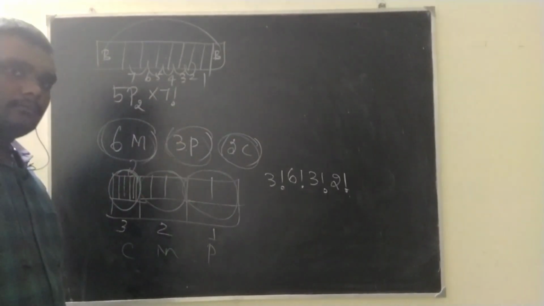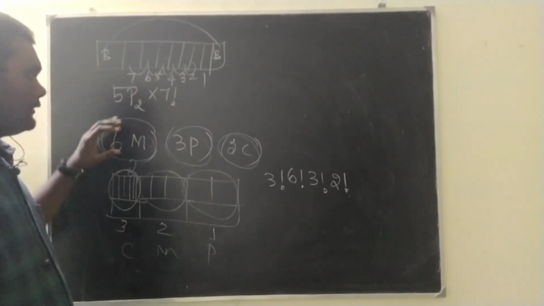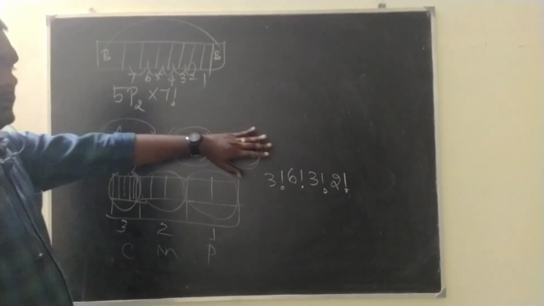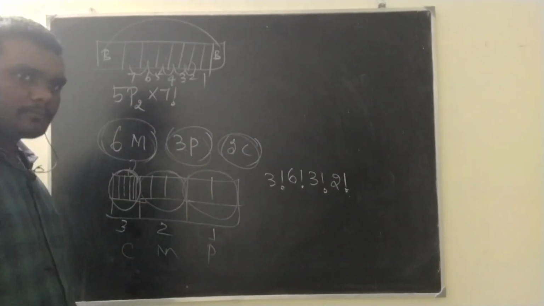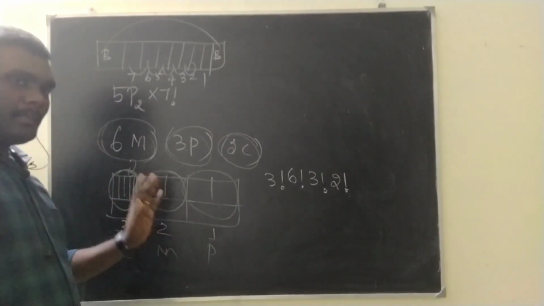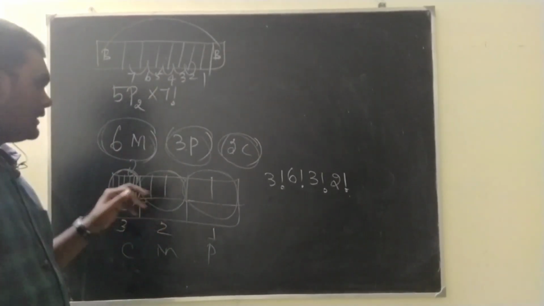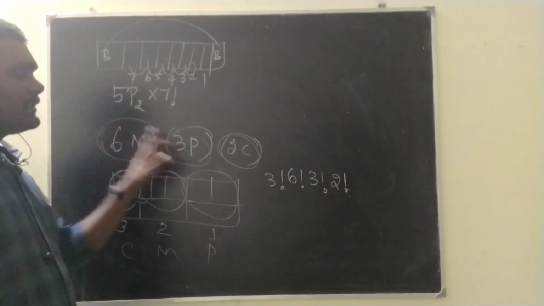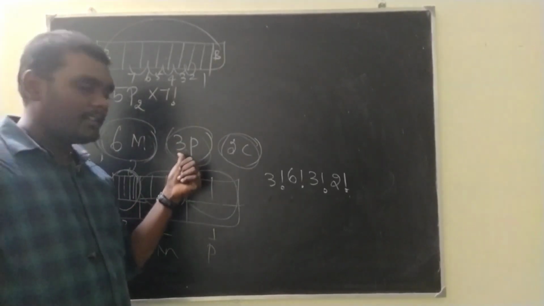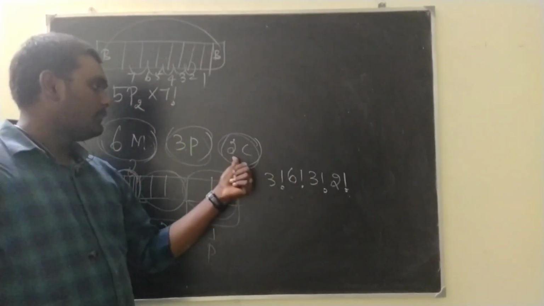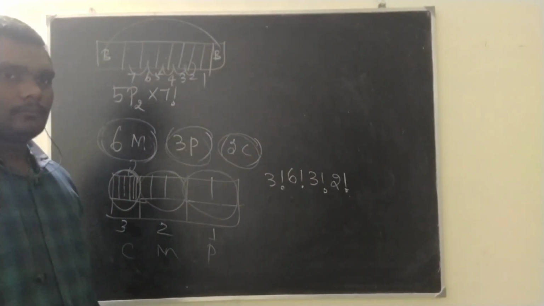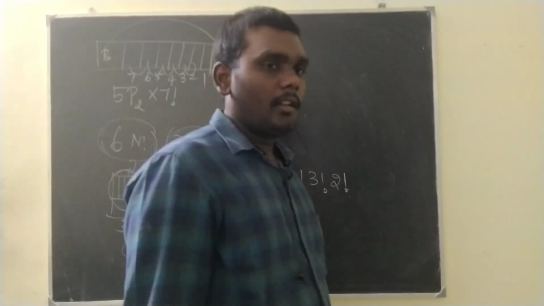Arranging the groups, all together, we consider these whole 6 books as 1, this one as 1, that one as 1. So totally 3. The 3 can be arranged in 3 factorial ways. After arranging MPC or CMP, whatever, in that arrangement, the 6 books can be arranged in 6 factorial ways inside that. And inside that, these 3 books can be arranged in 3 factorial ways, and these 2 books can be arranged in 2 factorial ways. Okay. Clear? Any doubts in this?